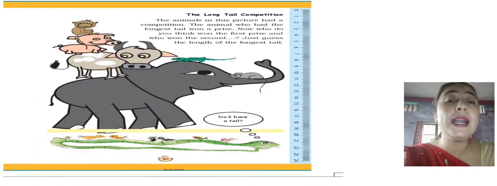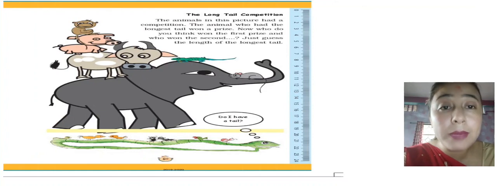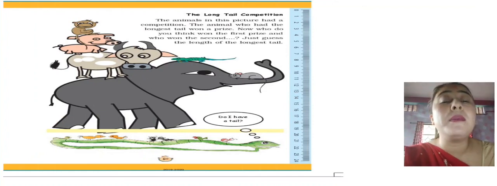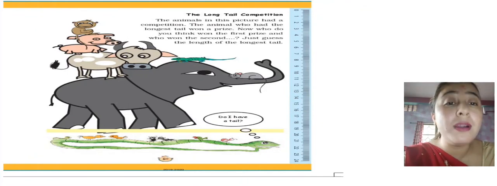Now this is the last page of the chapter, children, the long tail competition. The animals in this picture have a competition. See, there are so many animals. There is a monkey, a pig, a cow, an elephant, and a mouse. So what you have to do: who had the longest tail won a prize. There was a competition among them for the longest tail.